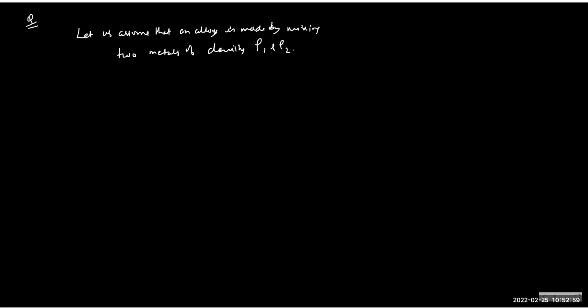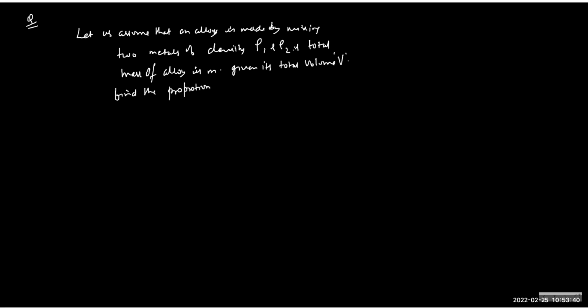Okay. In some proportion. So the proportion is not given. So let's say the total mass of alloy is M, given its total volume V, find the proportion of each metal. So what is given to us is density of each element and the total volume and the mass. We have to find the proportion, that is, how much you added the first element and how much you added the second element. That is, you have to find the fraction.